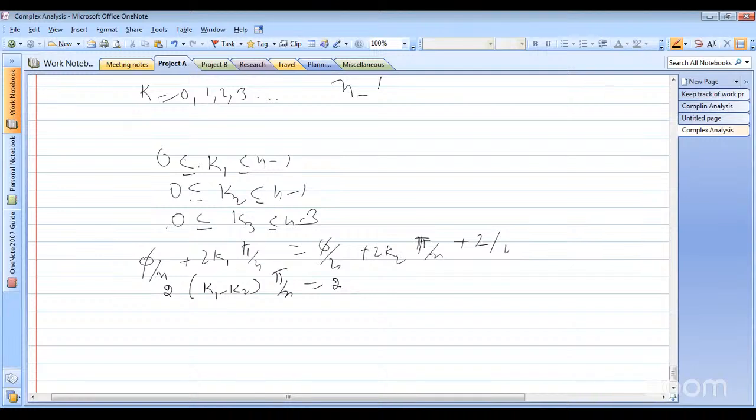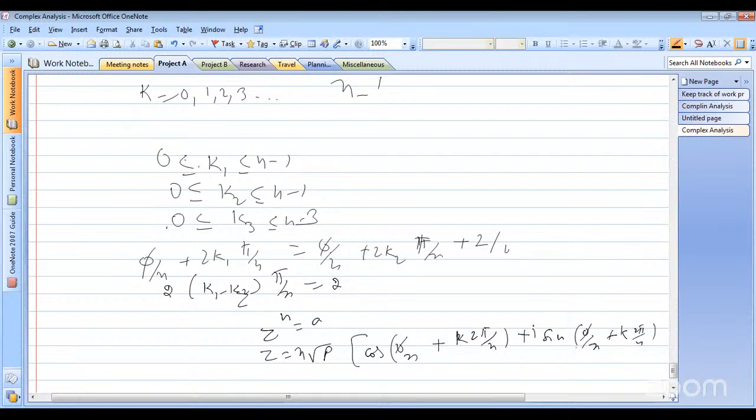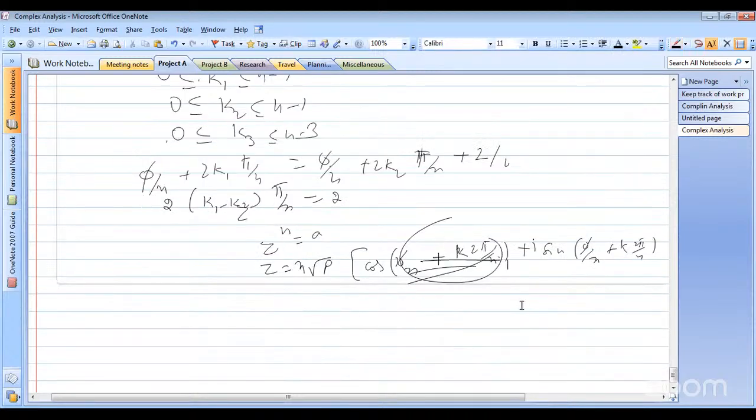The complete solution of the equation z^n = a is given by z = nth root of r [cos((φ + 2kπ)/n) + i sin((φ + 2kπ)/n)]. So we are writing these values in place of theta. Here k = 0, 1, 2, ..., n−1. Thus, there are n roots, which are complex numbers. They have the same modulus and their arguments are equally spaced.